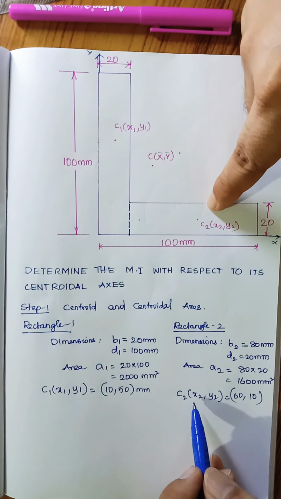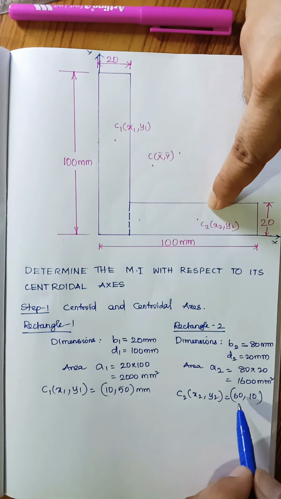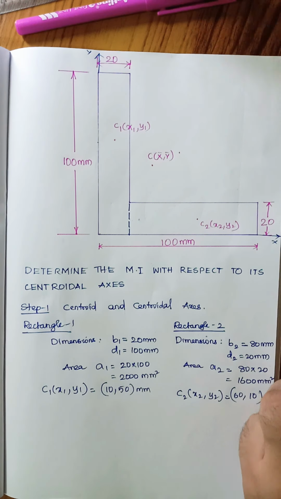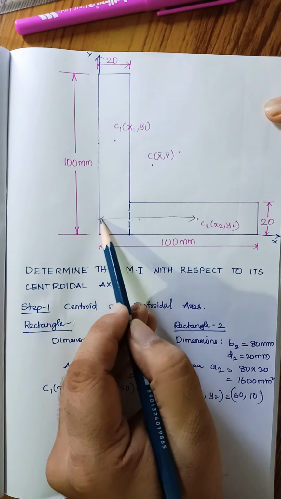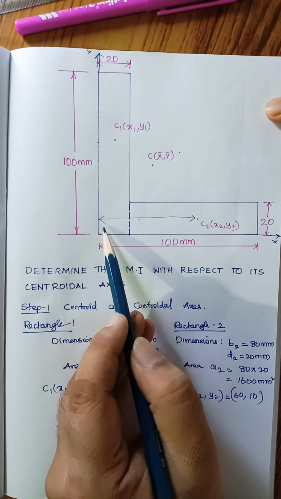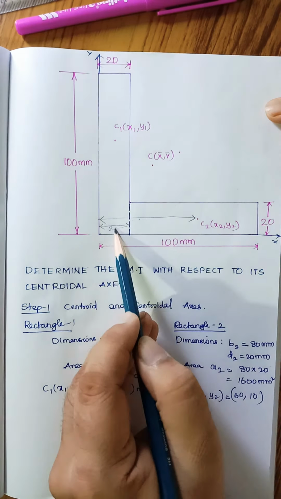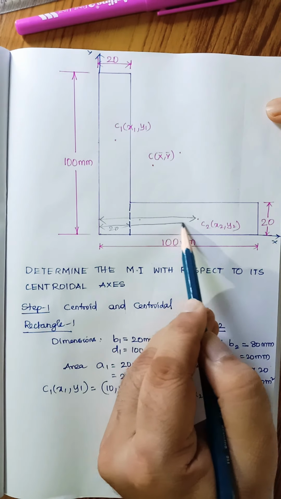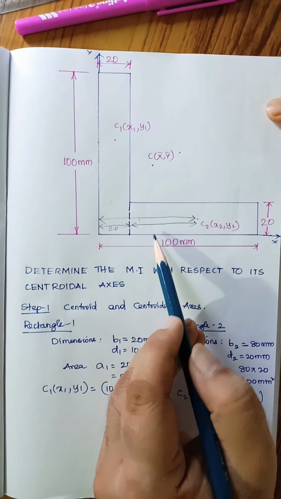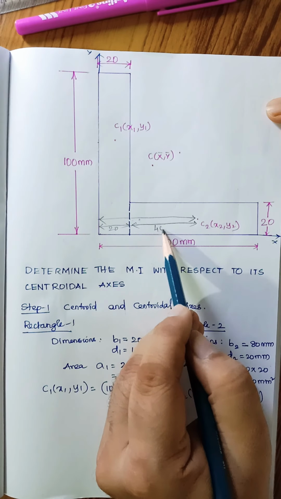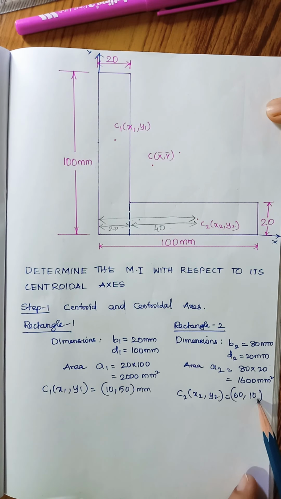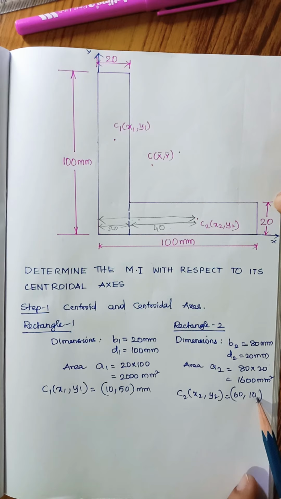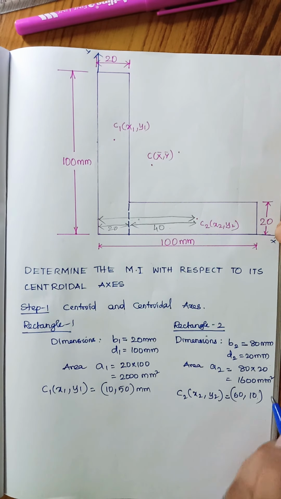And for the second rectangle, C2 (x2, y2), x2 will be the distance from the reference y-axis up to this particular point. Now it can be calculated by adding this 20 millimeter here and half of the width of the second rectangle. So half of width of the second rectangle is 40 millimeter. 40 plus 20, it will be equal to 60. So x2 will be equal to 60 millimeter, and obviously y2 will be half of the depth of the second rectangle, that is equal to 10 millimeters.